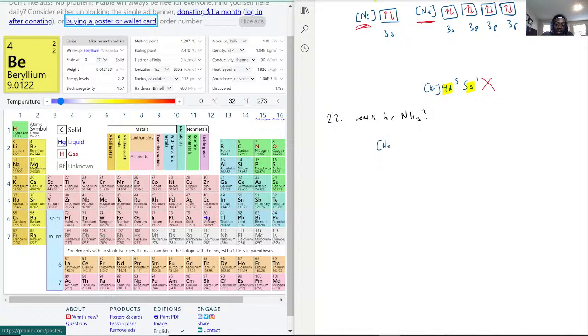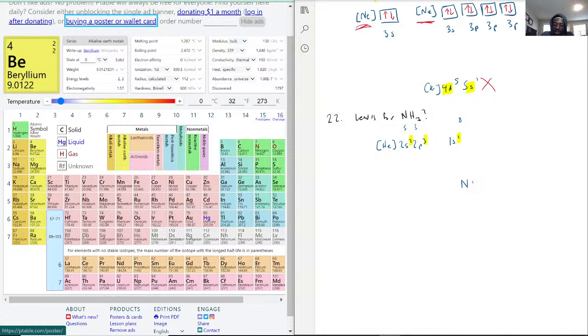Start at helium for nitrogen, and it's 2s2 2p3. That's 5 valence electrons, and remember it's on the 2nd row. And hydrogen, it's just by itself, 1s1, first element, 1st row, 1 electron. So that's 5 plus 3, so it's going to be 8 in total.